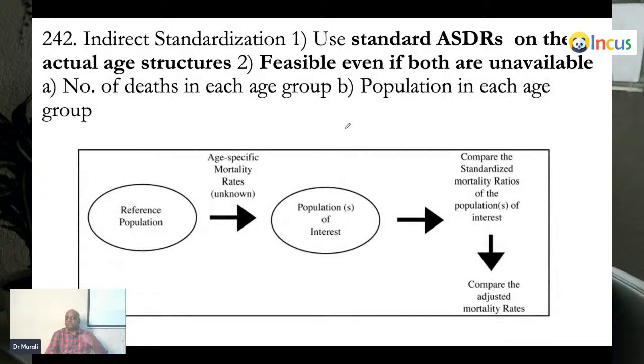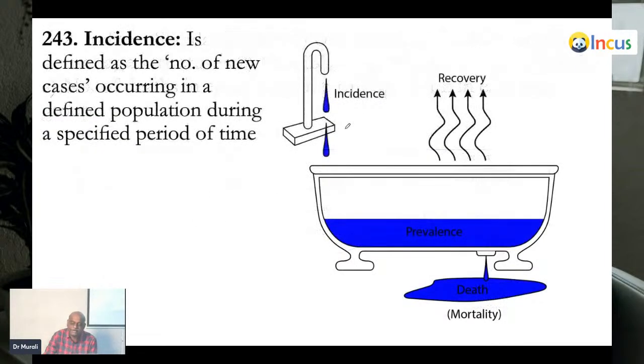Whereas whenever those things are not available, then you use indirect standardization, where you take a standard population, use the death rates there, apply it to the study population and calculate expected deaths. And already there are some observed deaths. Observed by expected deaths will give you standardized mortality ratio. Based on the SMR, you can calculate the mortality. So that's what you do in indirect standardization, is what you need to remember.